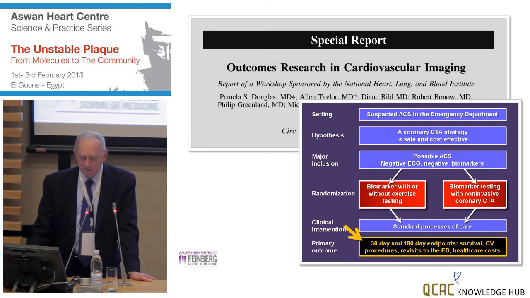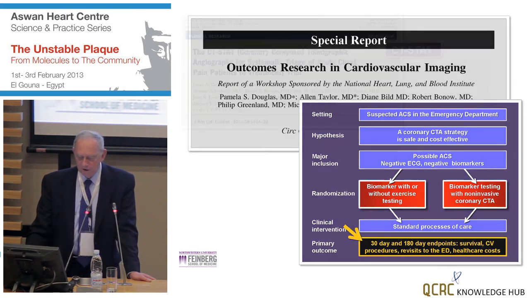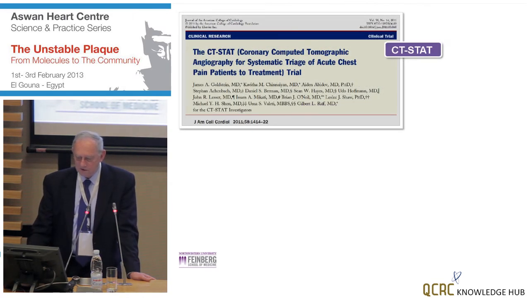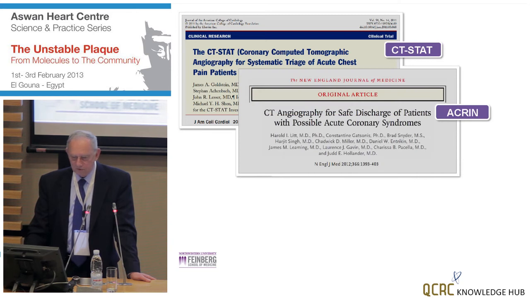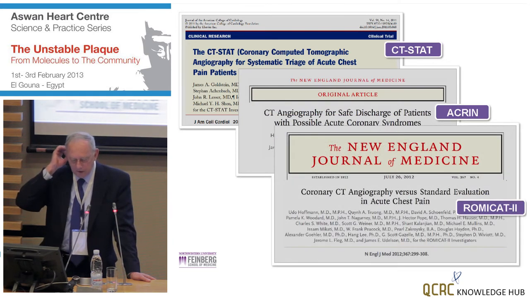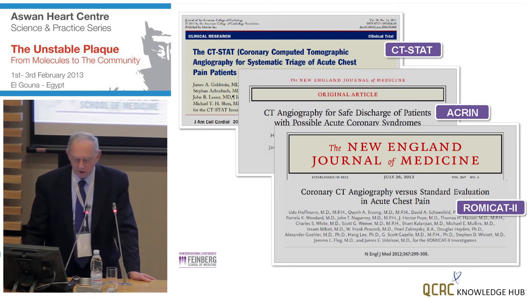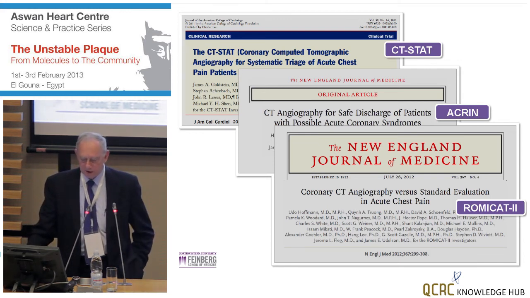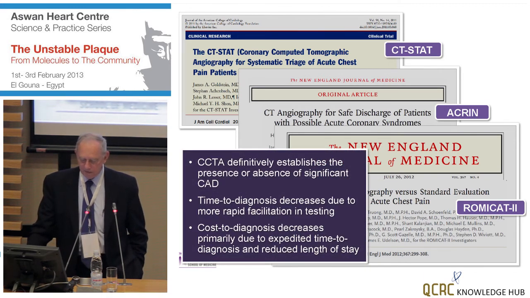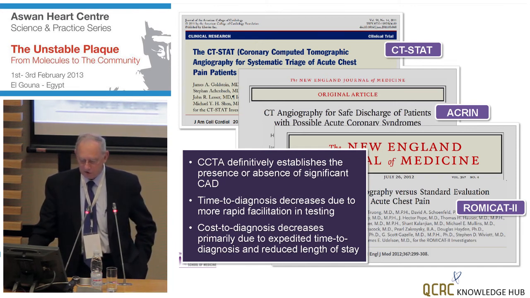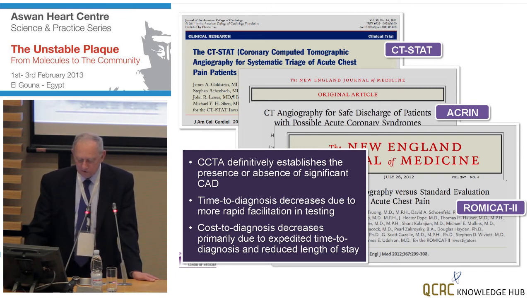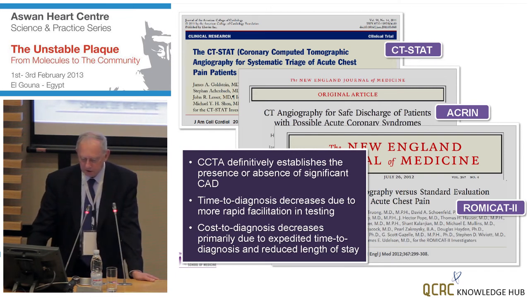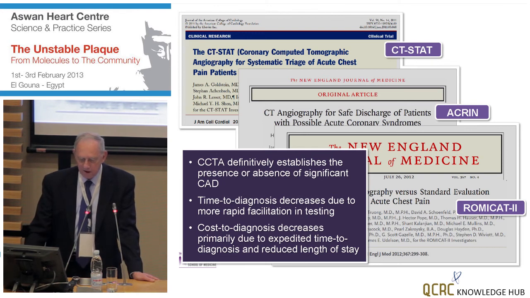Well, this algorithm has now been tested in 3 trials. There's a CT-STAT trial, the ACRIN trial, and the RAMACAT-2 trial. All 3 of these studies in patients with chest pain and equivocal EKGs, possible acute coronary syndromes, came up with the same conclusion, that the CTA definitely established the presence or absence of significant CAD. Time to diagnosis decreased due to more rapid facilitation and testing. And the cost to diagnosis was decreased, primarily due to expedited time to diagnosis, reduced length of stay.